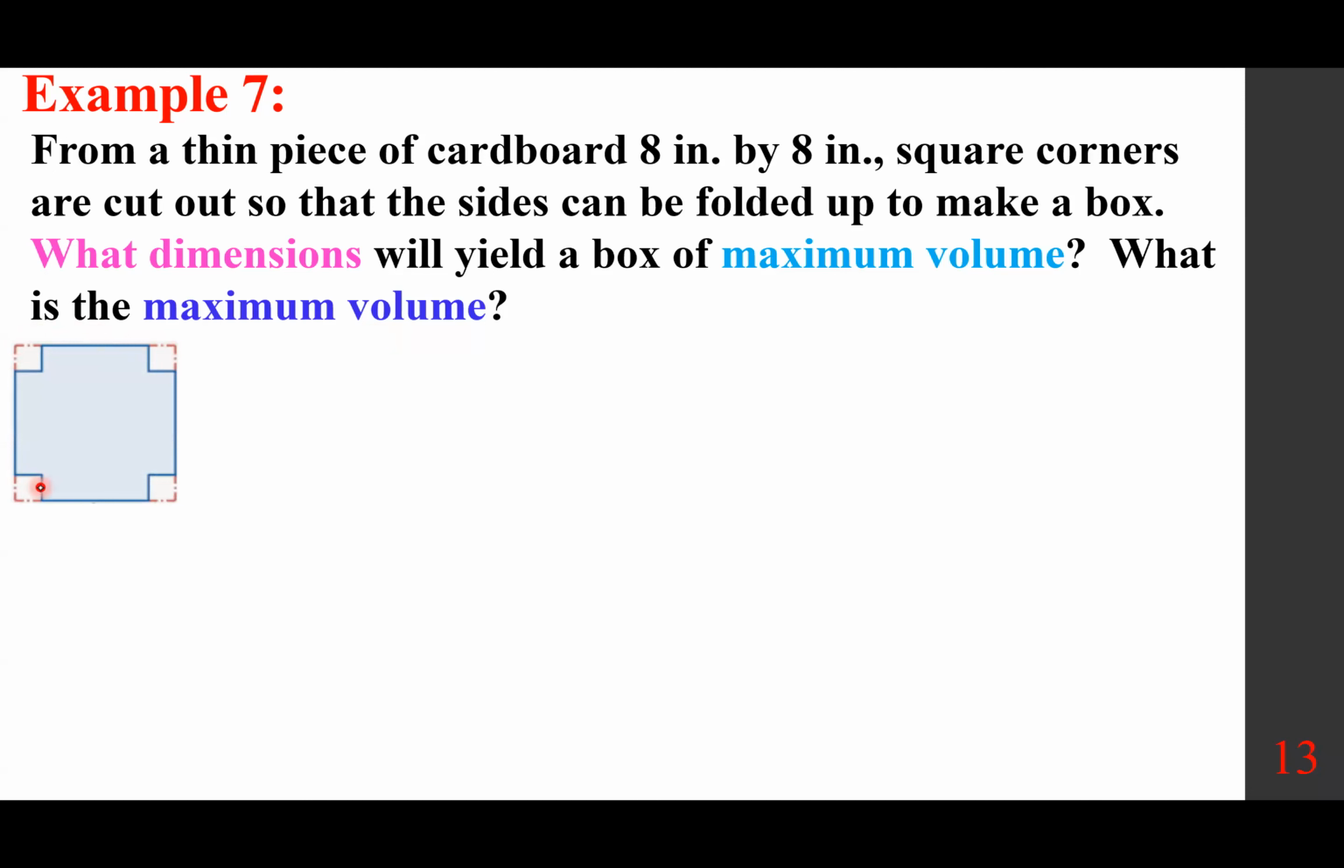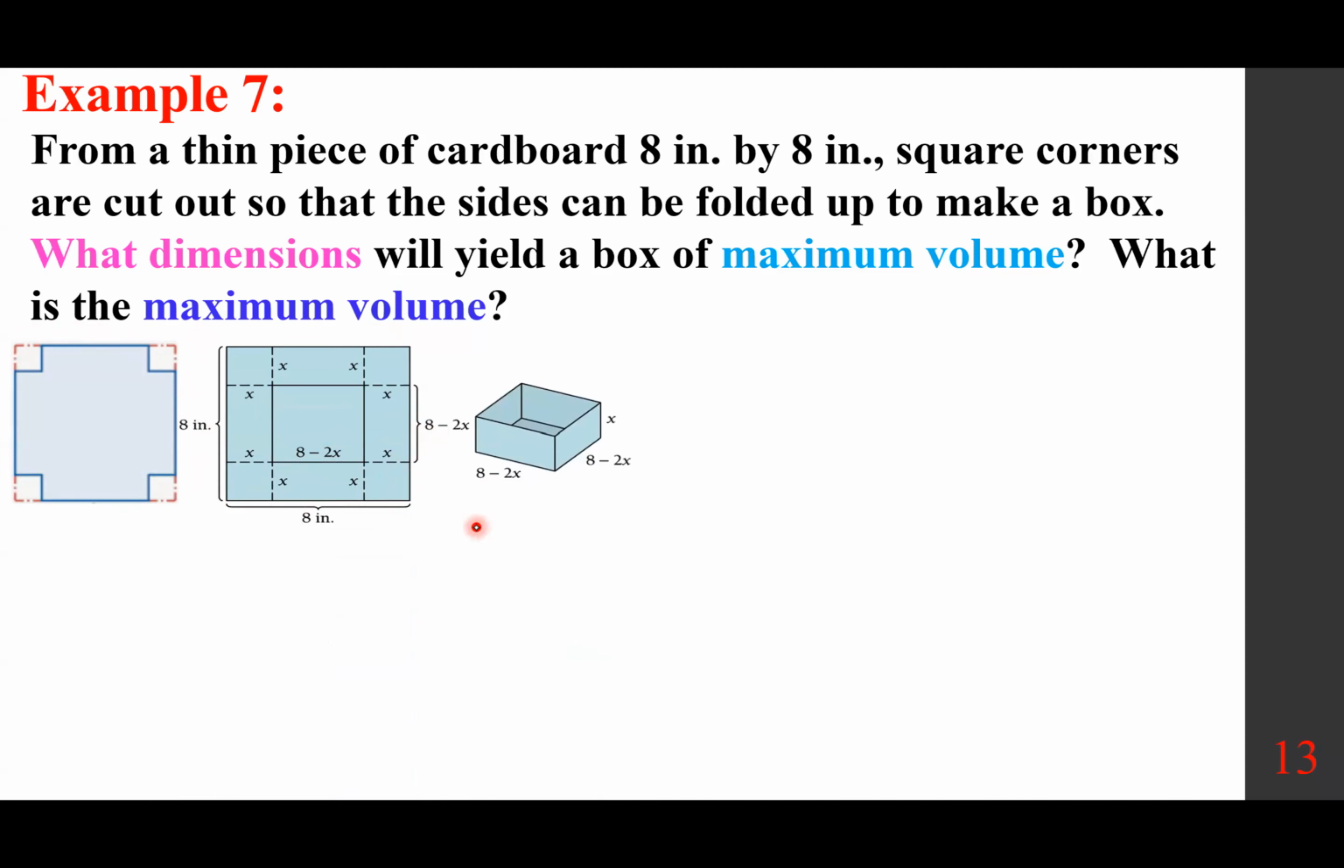And we're going to cut out the squares. So what happens is that if this is 8 by 8, now we cut the x. Please understand this is 8 minus 2x because this whole thing was 8. And you fold it up. It becomes a box. The dimensions are 8 minus 2x, 8 minus 2x, and the height of x.